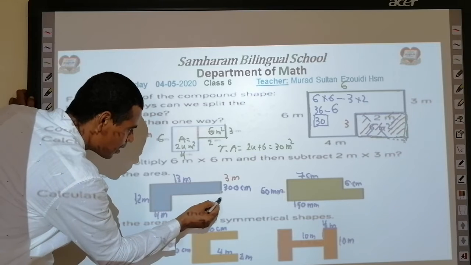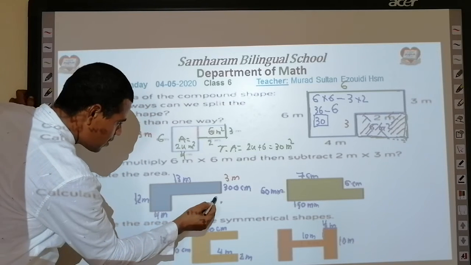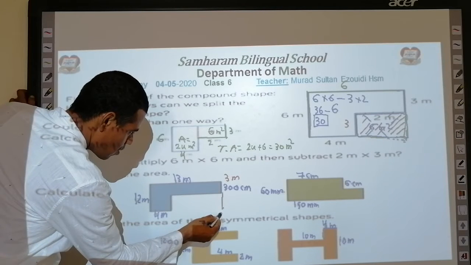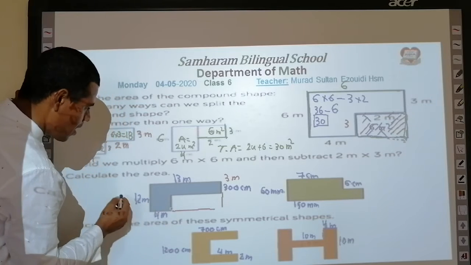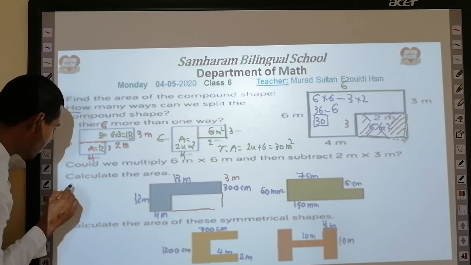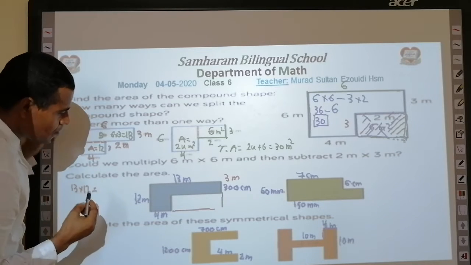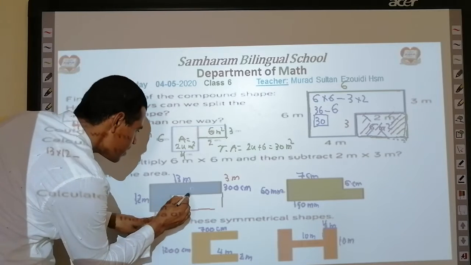So we consider this whole rectangle. I will write 12 multiplied by 13, the area of this rectangle, or 13 multiplied by 12, minus what? 13 minus 4 meters is 9. This is 9 meters.